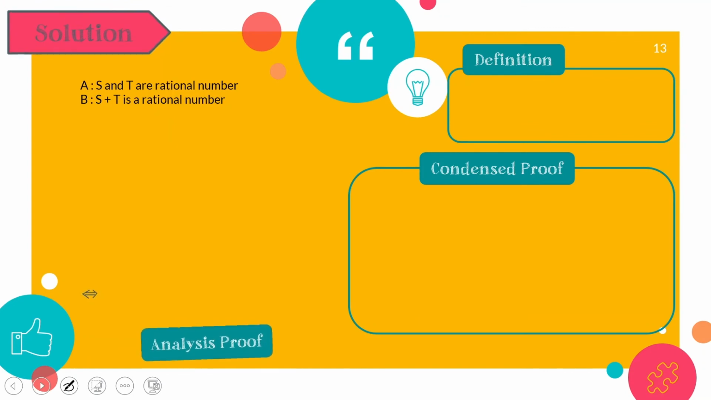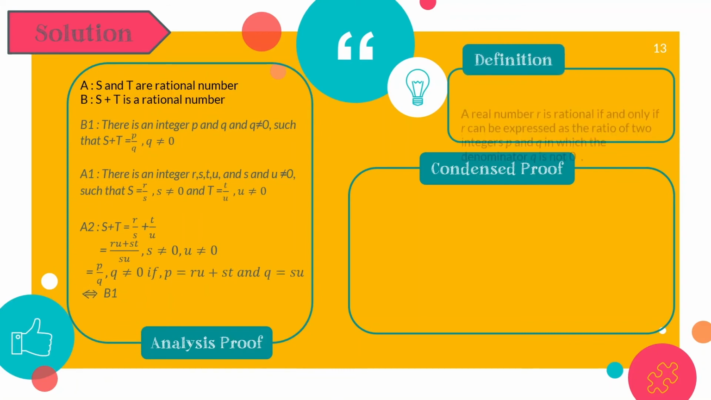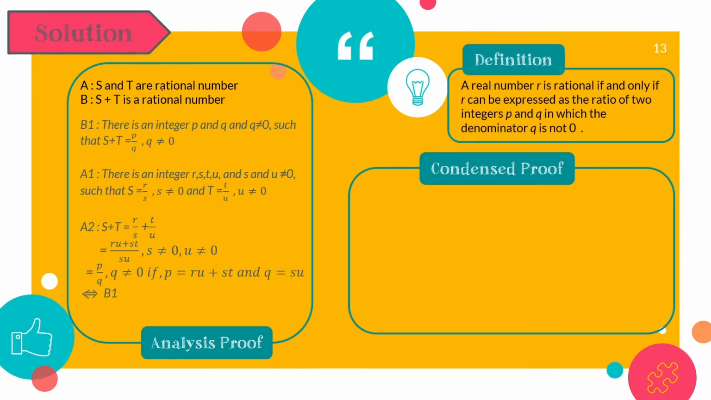So we have statements A and B, where A is: s and t are rational numbers, and B is: s plus t is a rational number. We might use some definition here, which is the definition of a rational number. So we're going to declare the statement B1 using the definition. A real number r is a rational number if and only if r can be expressed as the ratio of two integers, p and q, in which the denominator q is not 0. So basically it is p over q, and q is not 0.